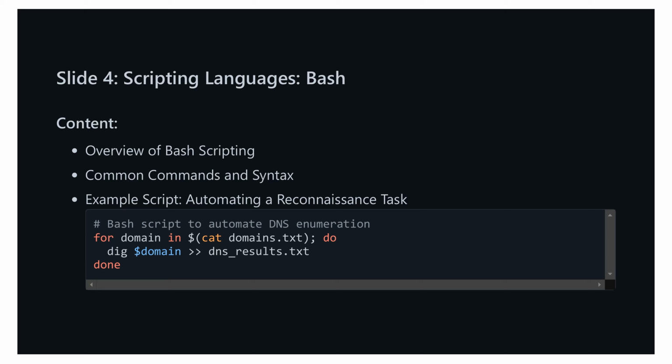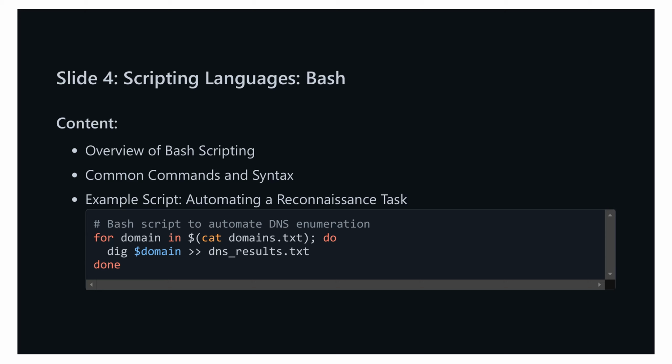Bash is a powerful scripting language commonly used for automating tasks in Unix-based systems. We'll go through an overview of Bash scripting, touching on its syntax and some common commands. To illustrate, let's look at a sample script designed to automate a reconnaissance task, specifically DNS enumeration.